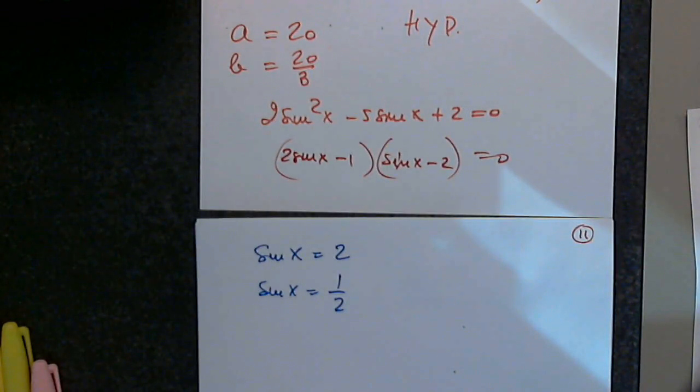What do I do to this one? Sin x is equal to 2. Yes, apply sine inverse. So sine inverse of 2 is x. How big can sine be for any angle on the planet? 1. So let's apply sine inverse to it.